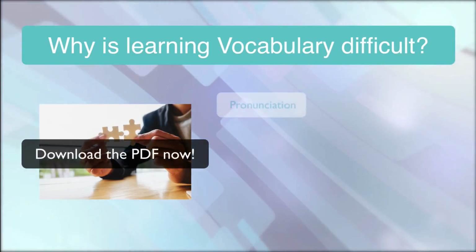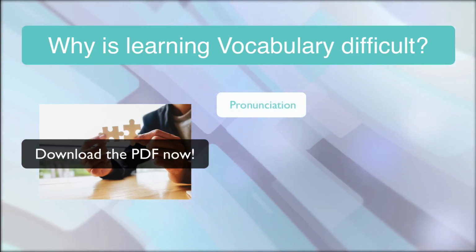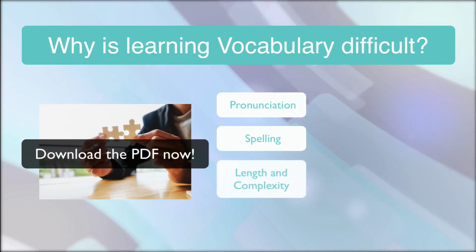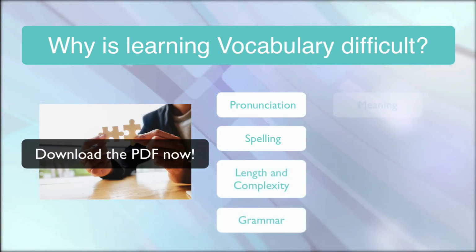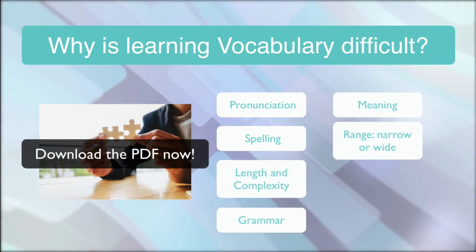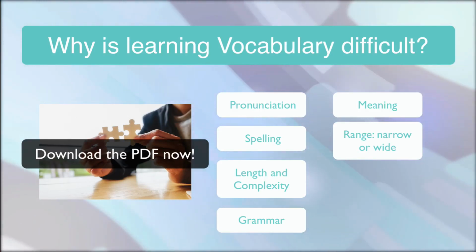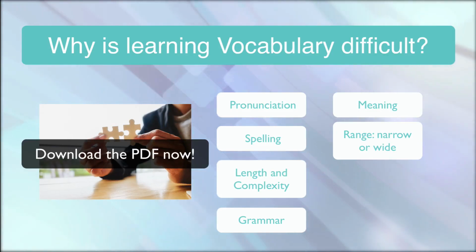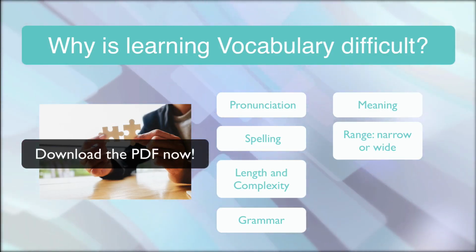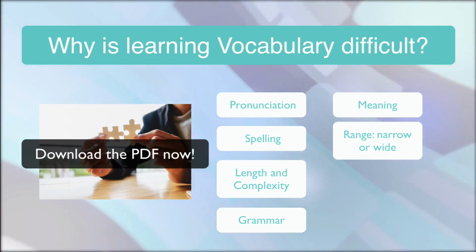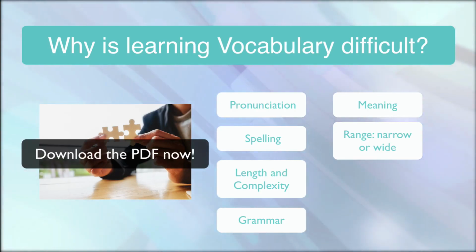So vocabulary can be difficult for learners because of pronunciation, spelling, length and complexity, grammar, meaning, range, which means how wide or narrow the range of use of the word is. If the use is narrow, it's harder, and if you can use the word in a wider range, it's supposedly easier for learners to remember words.